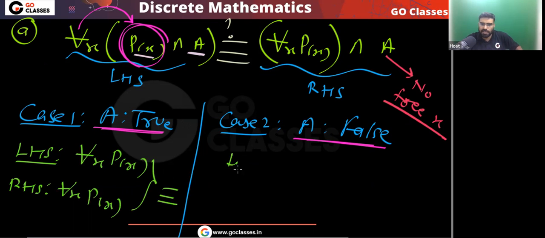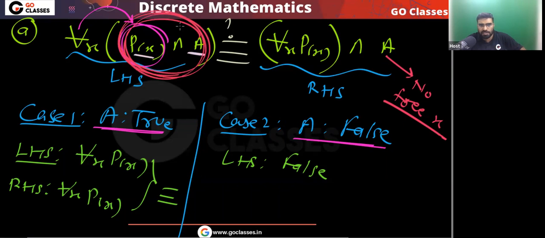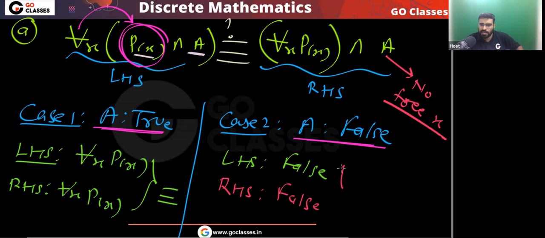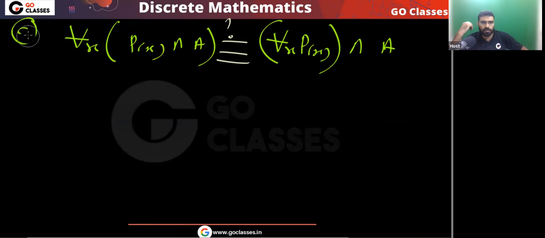What about the next? If A is false, then what is LHS? LHS will be false because A is false. So for every element in the domain, this is going to be false. What about RHS? A is false, and false and anything is simply false. So these are also equivalent. So can I say this is valid? Yeah, that is valid. These are equivalent. What about part B?